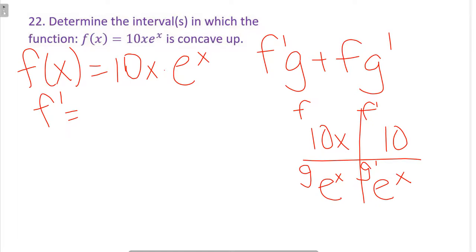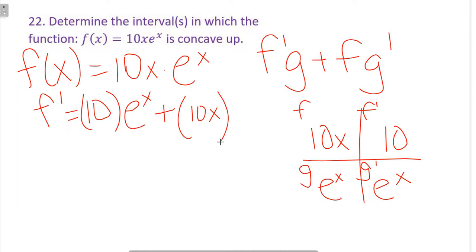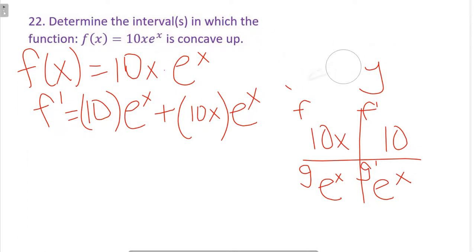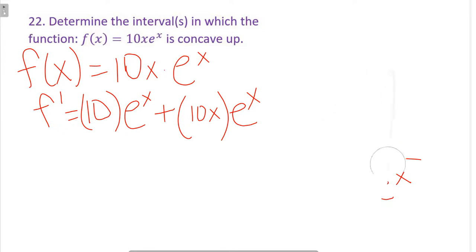So f prime g: f prime is 10, so we got a 10, and g is e to the x, plus f g prime. What's f? f is 10x. And g prime is the same as g. If you know g, you know g prime, so e to the x. All right, so that is our derivative. We had to use a product rule. Okay, very good. The bad news is that's only our first derivative.